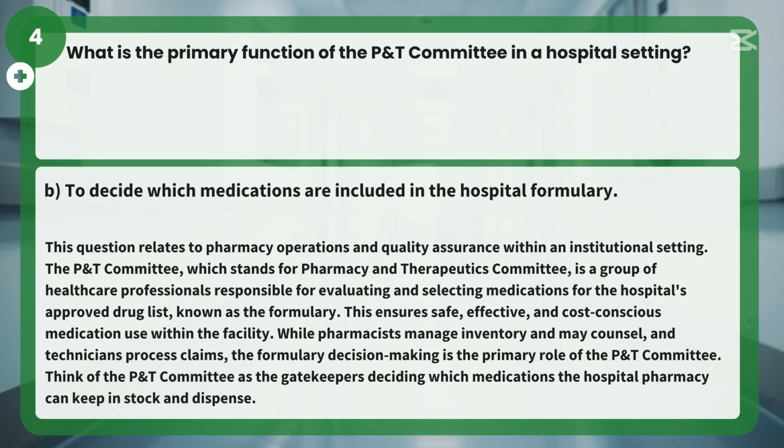While pharmacists manage inventory and may counsel, and technicians process claims, the formulary decision-making is the primary role of the P&T Committee. Think of the P&T Committee as the gatekeepers deciding which medications the hospital pharmacy can keep in stock and dispense.